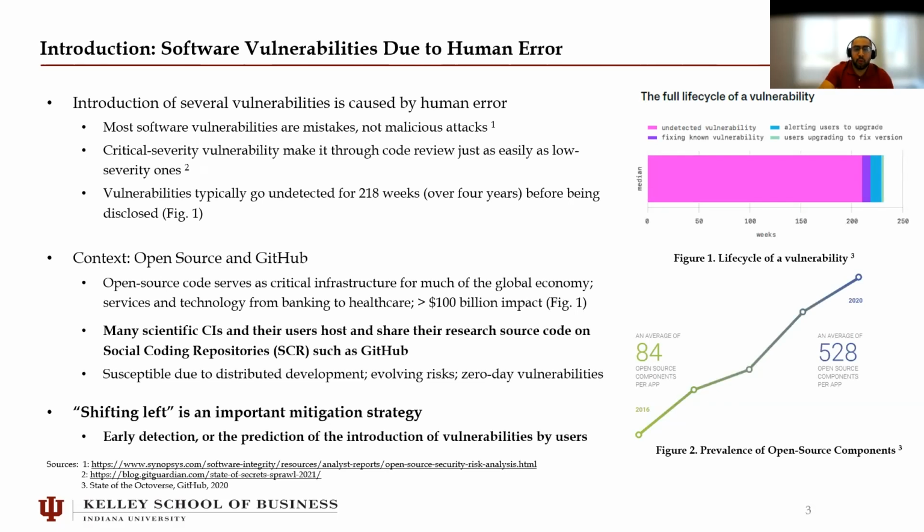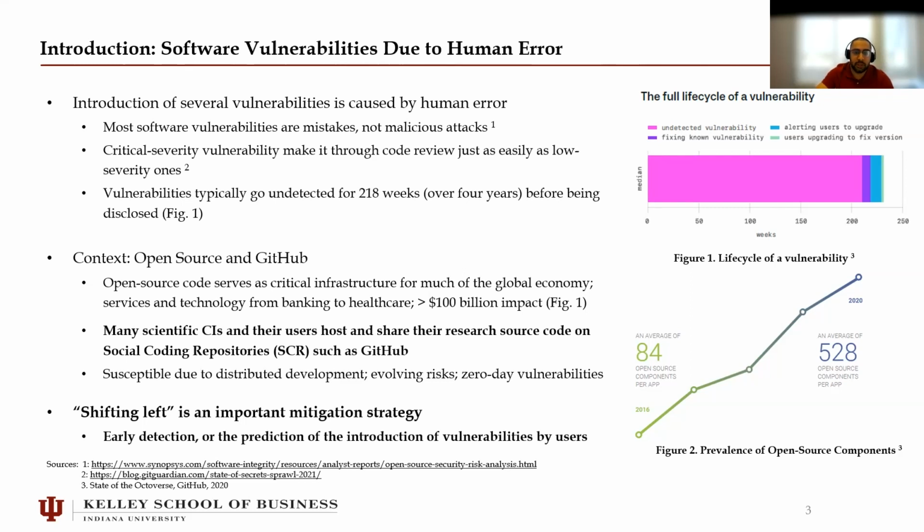So open source code, the previous presentation was a great example of how it serves as critical infrastructure for and enables a lot of exciting developments for a lot of the global economy and services and technologies such as banking, healthcare. There is an estimated more than $100 billion impact of open source code. And many scientific CIs and their users, they host and share their research code on social coding repositories such as GitHub. And we see that these social coding repositories are especially susceptible due to distributed development or evolving risks.